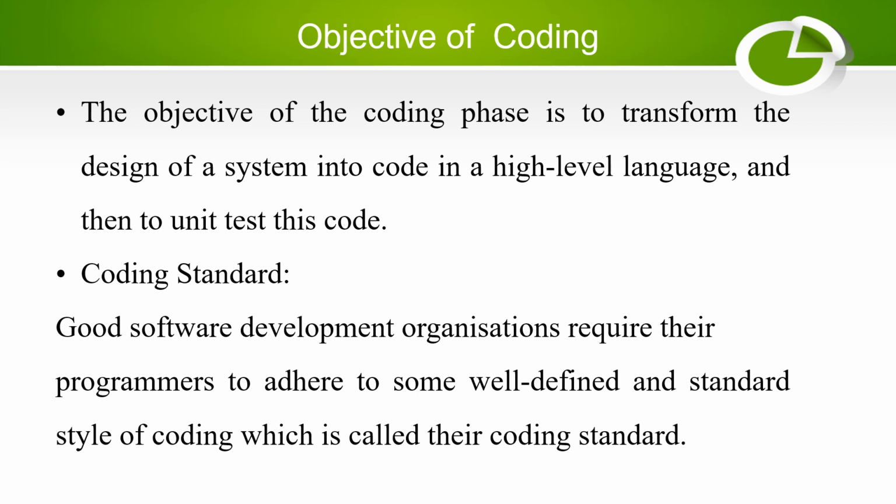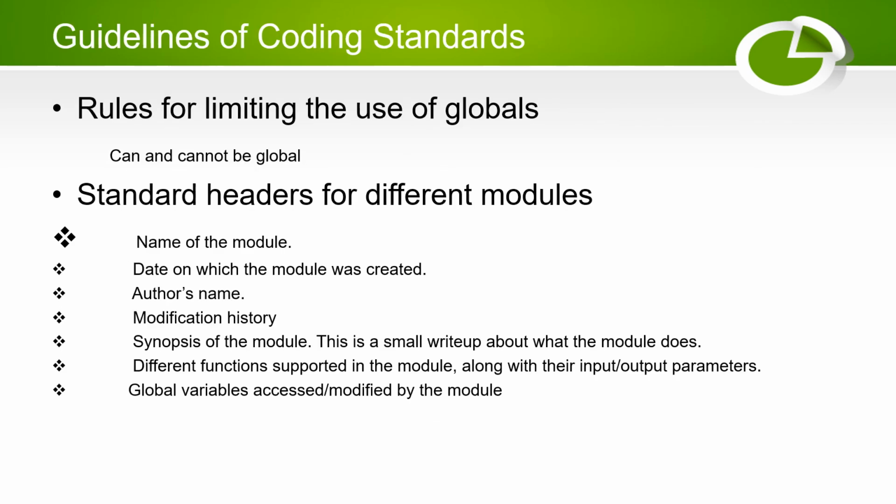What is the objective of coding? The coding objective is to transform the design into code in a high level language. Good software development organizations require programmers to follow a well-defined and standard level of coding. When you use well-defined and standard coding, it is considered good coding. Then some of the rules and limitations to develop code.